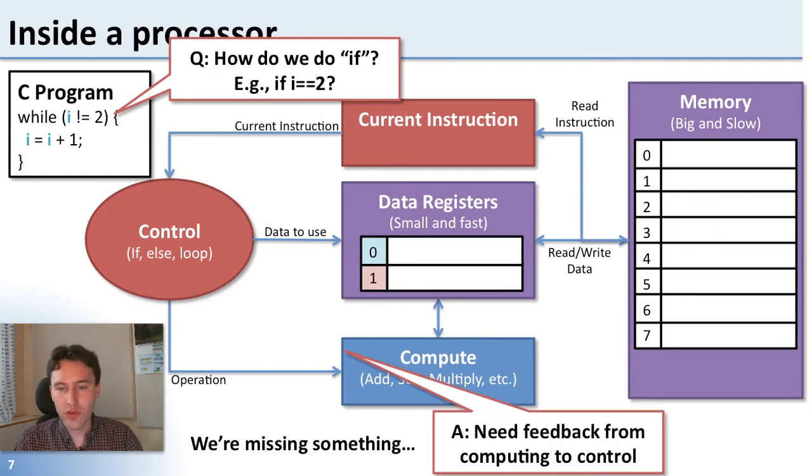We need a way for the compute unit here to say, hey, I equals 2, control, you need to do something different. So we need to send the result of the compute unit back to the control, and then the control needs to use this to choose the next instruction. Now we can have all sorts of interesting behavior in our programs.